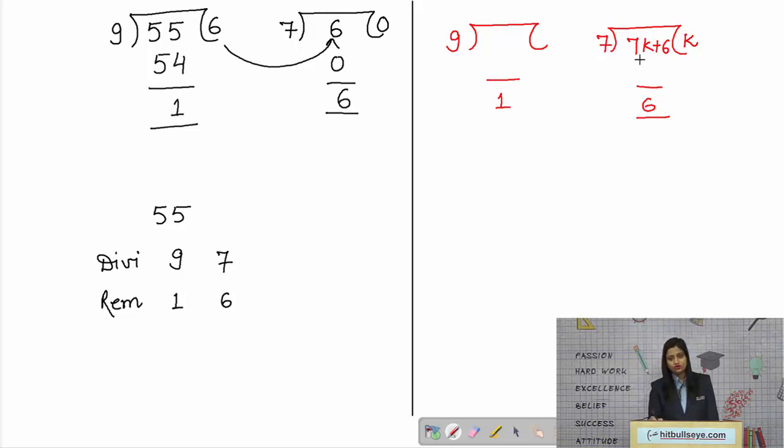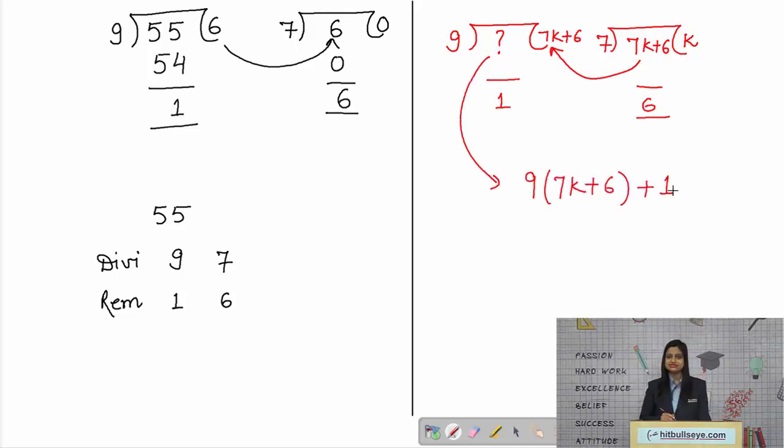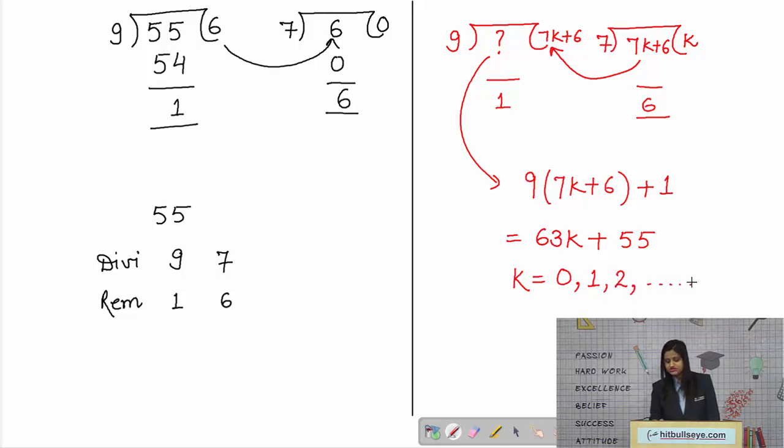Now this was the old quotient. So this number will become 9 into (7k plus 6) plus 1. Again applying the same thing, that dividend is equal to divisor into quotient plus remainder, which comes out to be 63k plus 55. For k equal to 0, it will give you the least such number, which is 55 as we have discussed. If you put k as 1, it will give you the second least number. And if you put 2, it will give you the third least number, and so on.